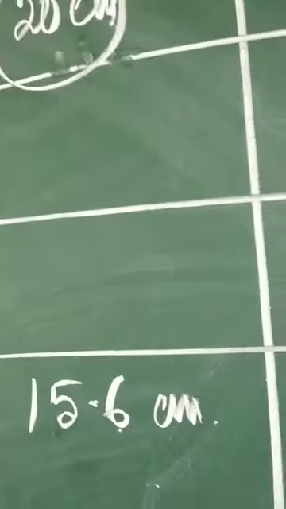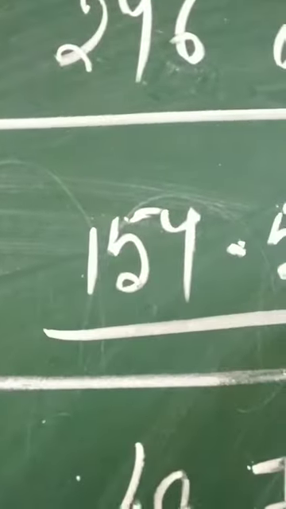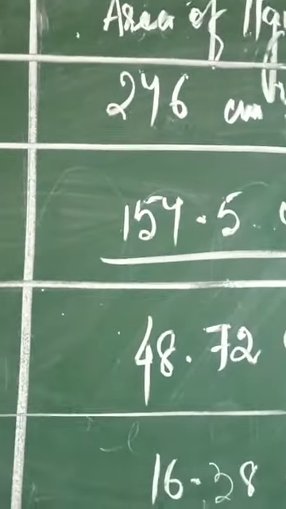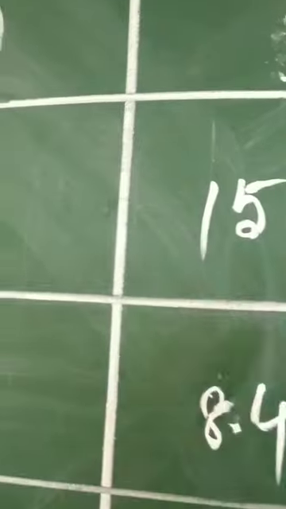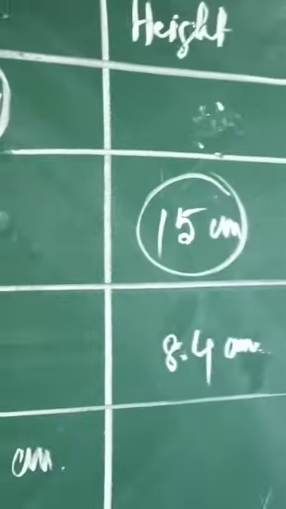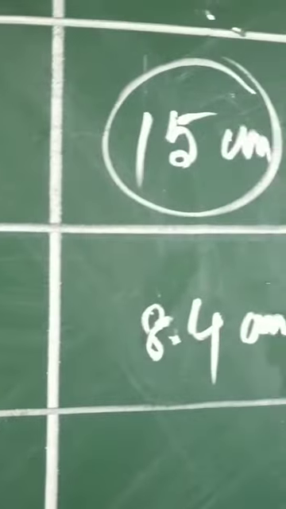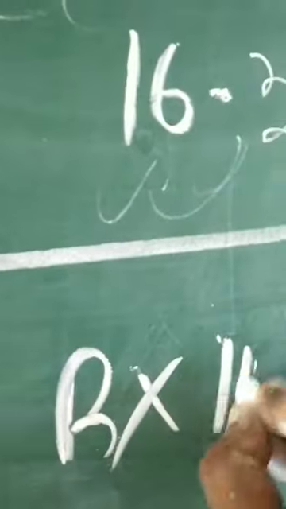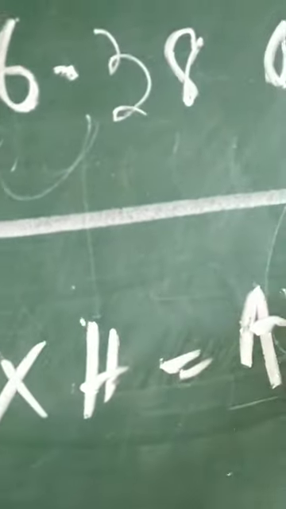The next one is a parallelogram whose area is 154.5 centimeters square, and the measure of height is 15 centimeter, and base is unknown. Base is not given over here. So what we have to do, children, we have to find the measure of the base, right? So same formula, same process can be used for this question as well. Base into height equal to area of the parallelogram.